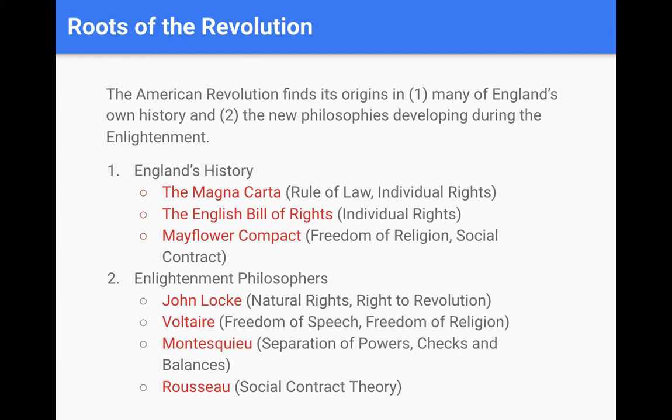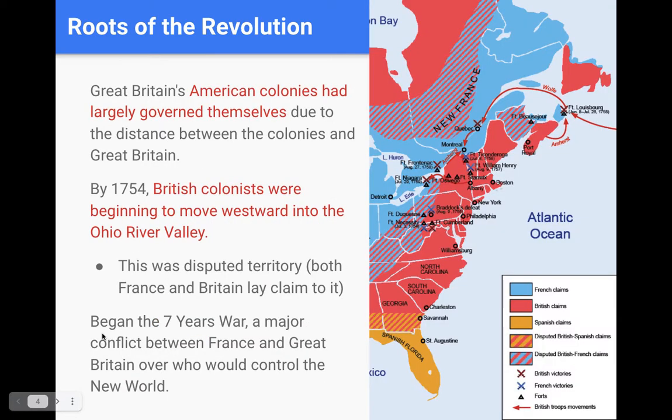John Locke is all over the Declaration of Independence. You start to look at John Locke's writings and the Declaration of Independence, you're going to see a lot of similarities there. Voltaire and his emphasis on individual rights becomes a huge part of it. Montesquieu and his ideas about how to create government really become the foundation for a lot of things that we find in our Constitution. And then Rousseau with his emphasis on social contract theory.